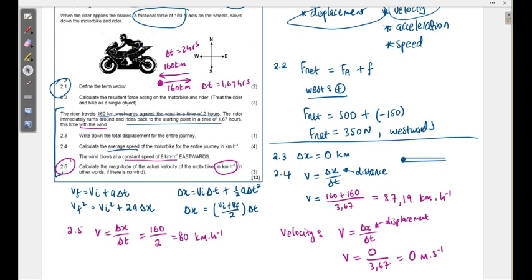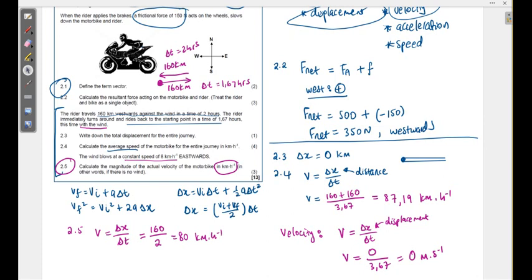That is fine. So, let's see. For 2.4 we said 87.19, right? Yes, sir. And then, let's see, kilometers per hour.